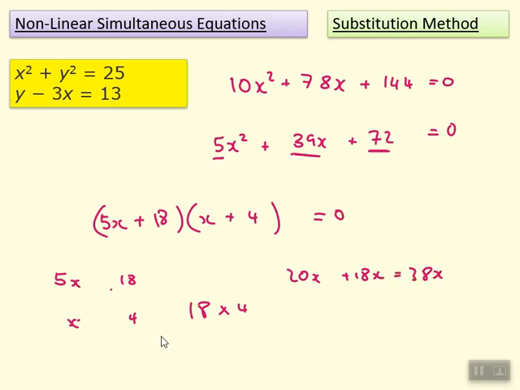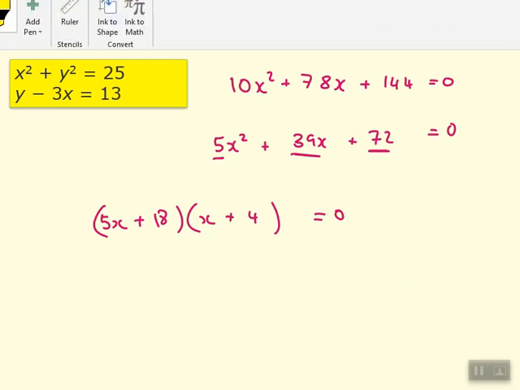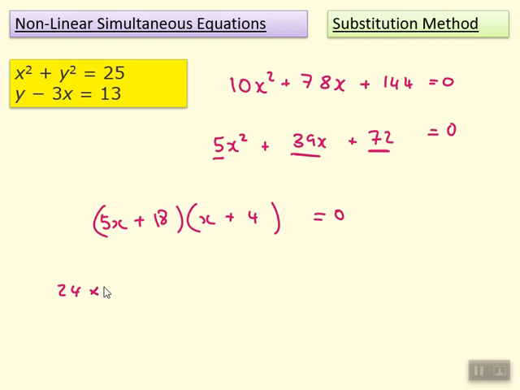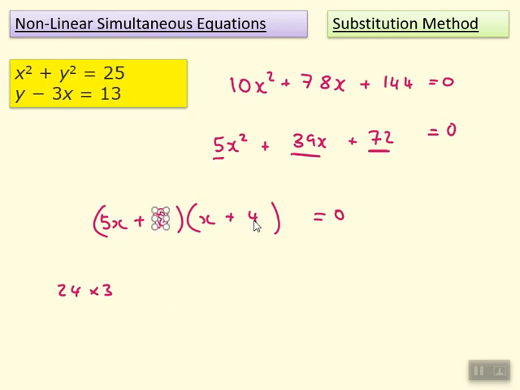Okay, let me think. Did I miss any numbers out? Because they don't work. 36 is too big. Oh yeah, I did miss one out. It was 24 times 3. Okay, so I bet that works. So it's probably going to be that one.